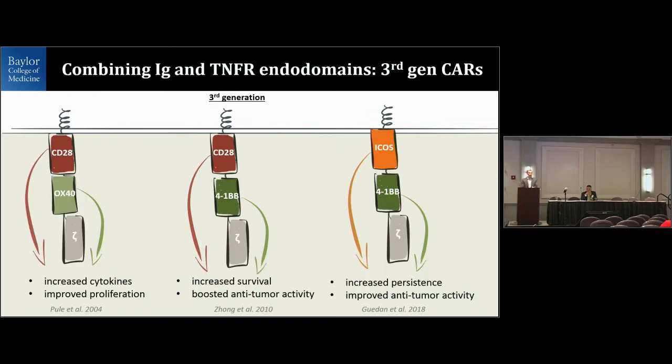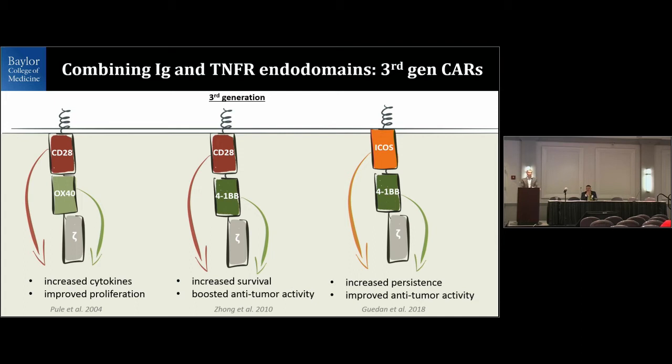Finally, one can combine TNF receptor and Ig superfamily domains into one. It's called third generation CAR, and the first one was published back in 2004 by Malcolm Brenner and Martin Pule, where they combined CD28 and OX40, and showed that this construct promoted very high secretion of cytokines and improved proliferation. And one also can combine the 41BB domain with either CD28, which was published by Michel Sadelain's group back in 2010, or ICOS in a recent report by Carl June's group at Penn.